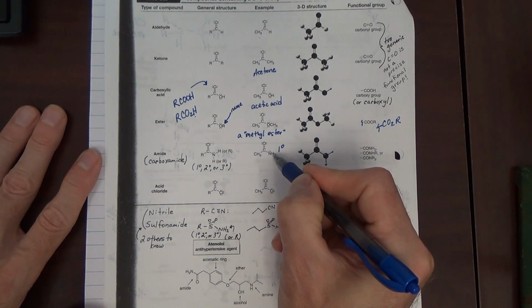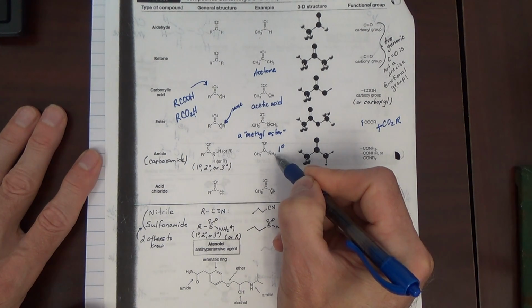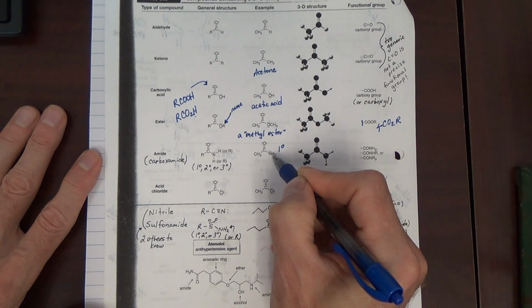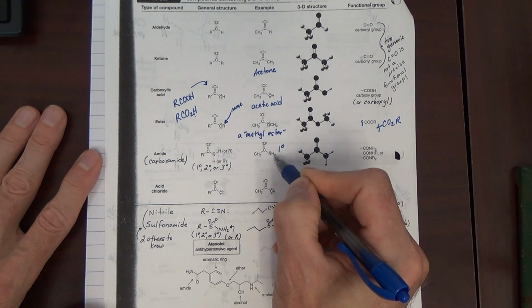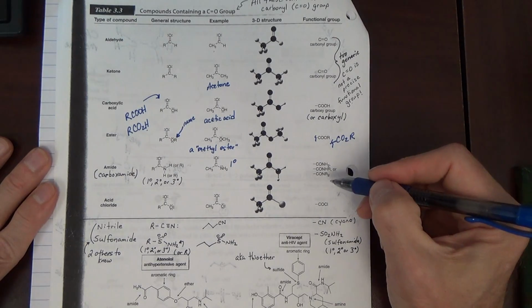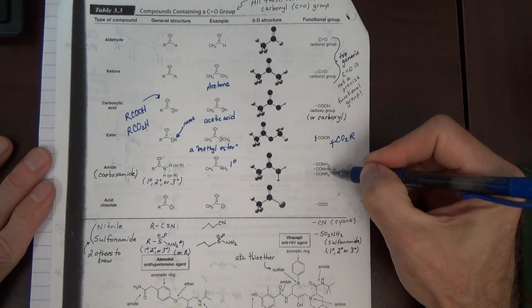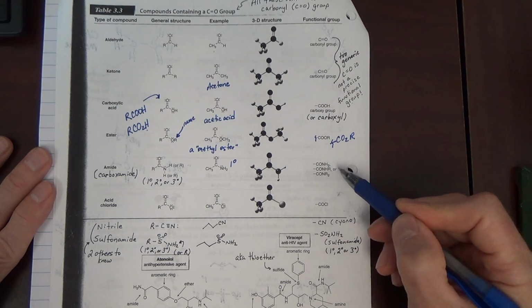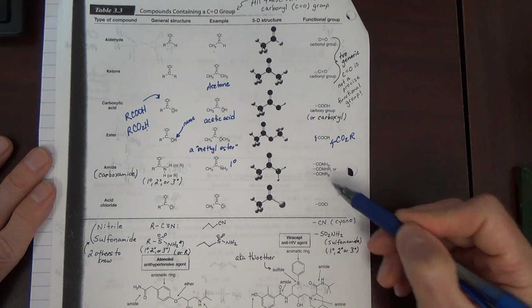Now if you start replacing these H's with other R groups, you get to secondary or tertiary. Tertiary, you would have 2 R groups instead of 2 H's. Now over here, the amide functional group is condensed. You should sort of see how that is, primary, secondary, or tertiary.